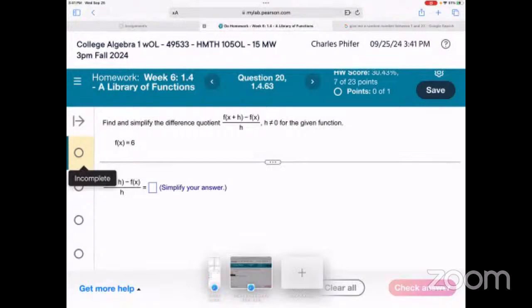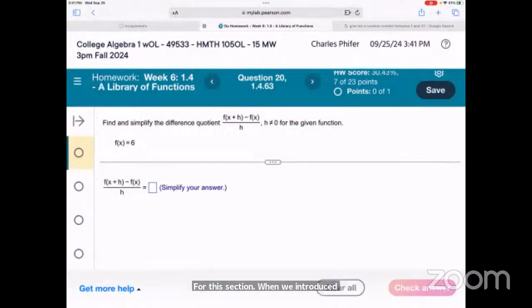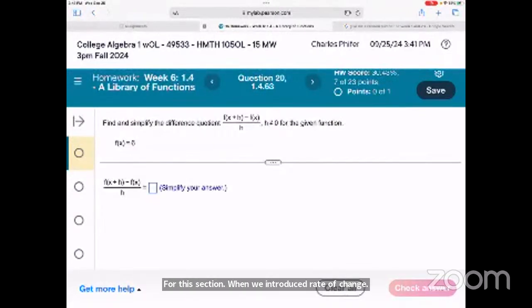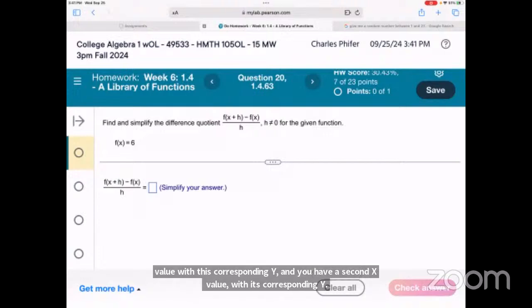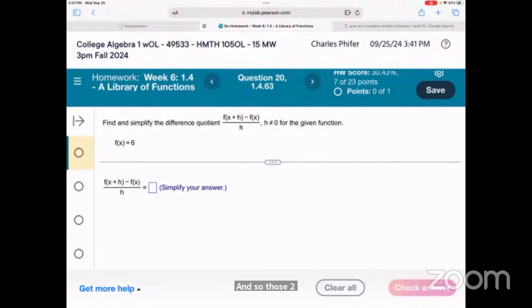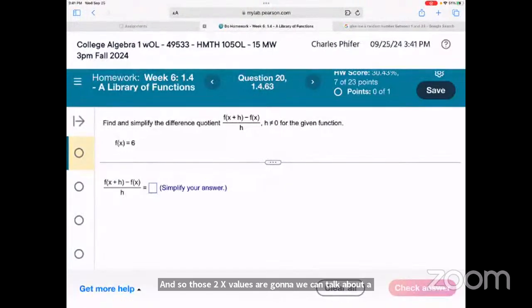So for this section, when we introduced average rate of change, we made a statement that that's essentially just finding the slope between two points. So the difference quotient, what it is, you have one x value with its corresponding y, and you have a second x value with its corresponding y. And so for those two x values we can talk about a secant line passing through the ordered pairs generated by those two given x values.